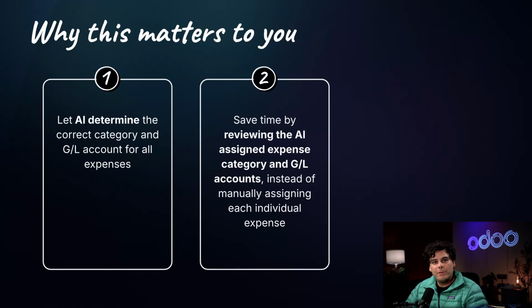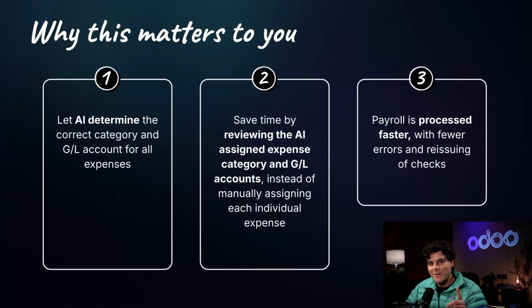This saves time by reducing the amount of work needed to create expenses. Instead of assigning a category up front, employees and managers only have to review the AI assigned expense categories. We just have to edit one of those lines. Now, the bottom line on that note is that payroll is processed faster and correctly, reimbursing employees for their expenses and posting them to the right journals. No more canceling and reissuing checks.